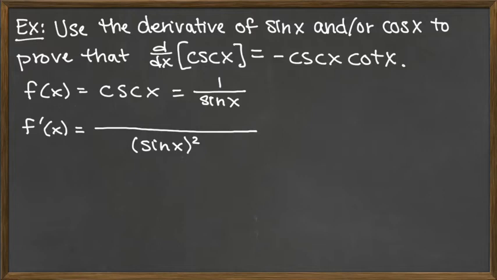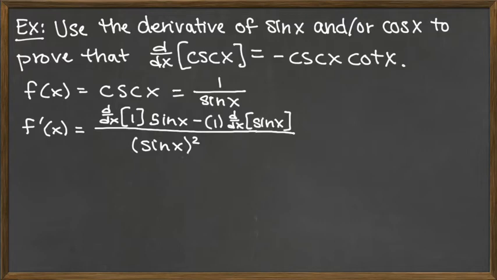And we've got to finish up this quotient rule. So we've got the derivative of the top, which is the derivative of 1, times the bottom. So that would be times sine of x, minus the top, which is 1, times the derivative of the bottom. And that's where we're going to utilize that fact, the derivative of sine of x. And in the next step, we'll go ahead and compute it.